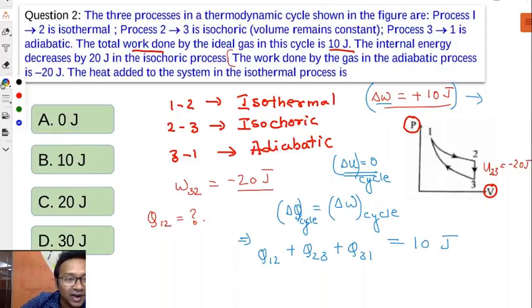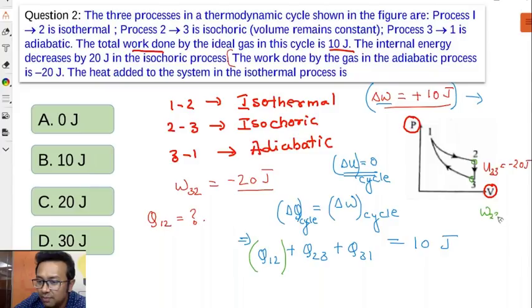What do we have to find out? Guys, you are aware of it. This is what I need to find out: Q23. Achha, in 2-3, see, as we go from 2 to 3, what is the work done in the 2 to 3 process? 0. Why? Delta V is equal to 0. It is an isochoric process. Absolutely correct, students. Then what do we get? Q23 is equal to U23. And how much is that? This is nothing but minus 20.